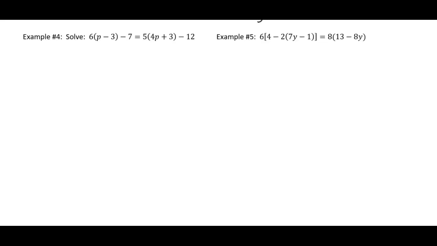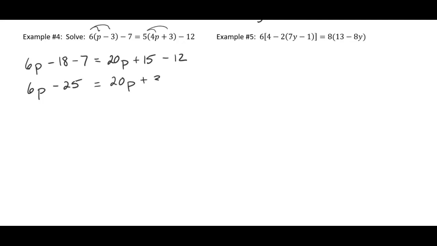Okay, on the left-hand side, we've got some distributing here. So we're going to go 6p minus 18 minus 7. We also have distributing on the right-hand side. So we get 20p plus 15. I'm just making 5 times 4p, 20p, 5 times 3, 15, minus 12. I'm going to go ahead and do some simplifying now. On the left, 6p minus 25. And on the right, 20p plus 3. So I do that combining of the constants.